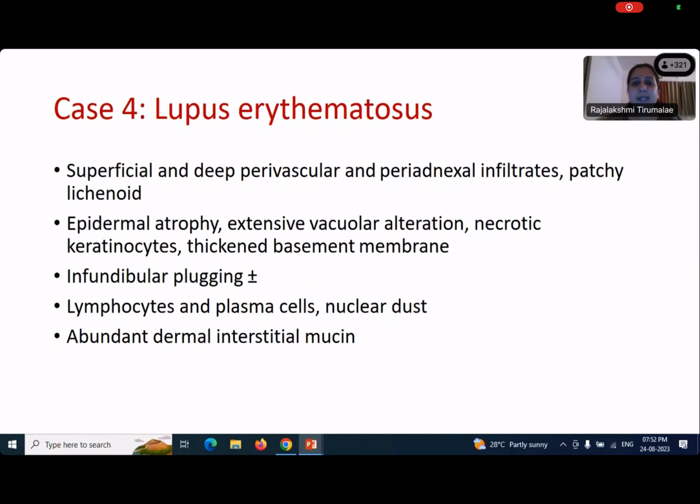So superficial and deep periadnexal perivascular infiltrates. Sometimes it could be lichenoid, varying degrees of vacuolar alteration. One of the features we did not see here was thickening of the basement membrane, probably because this was a little earlier lesion that you're seeing, so we could not appreciate a thickened basement membrane. Lymphocytes, plasma cells often present in the infiltrate. Sometimes you see nuclear dust, and the common denominator is abundant dermal interstitial mucin.